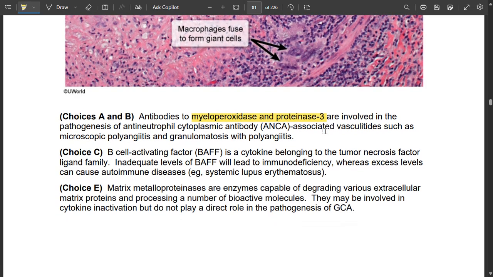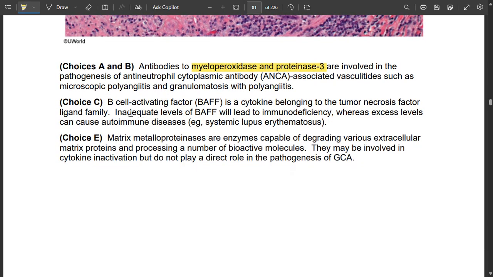B cell activating factor, BAFF, is a cytokine belonging to the tumor necrosis factor ligand family. So the factor that activates a B cell. Inadequate levels of BAFF will lead to immunodeficiency, whereas excess levels can cause autoimmune disease, for example, SLE. So B cells should be activated for immunity. If it is overactivated, then autoimmune disease can prevail, like SLE. And if it is less, then immunodeficiency can arise. So BAFF is one of the important factors.